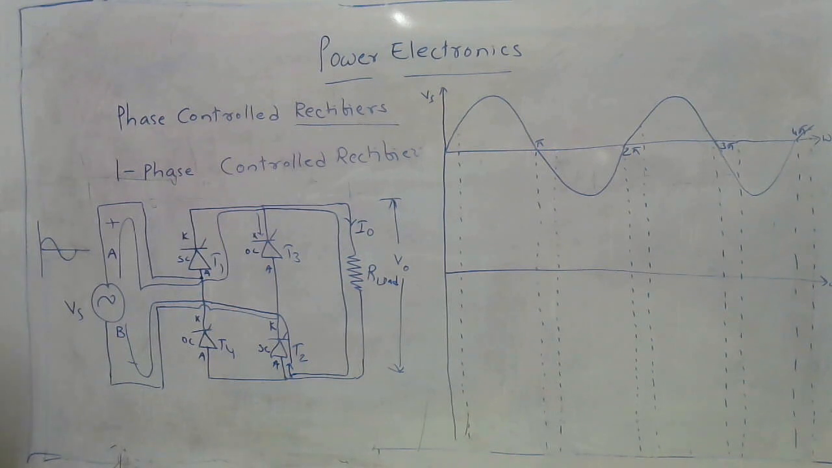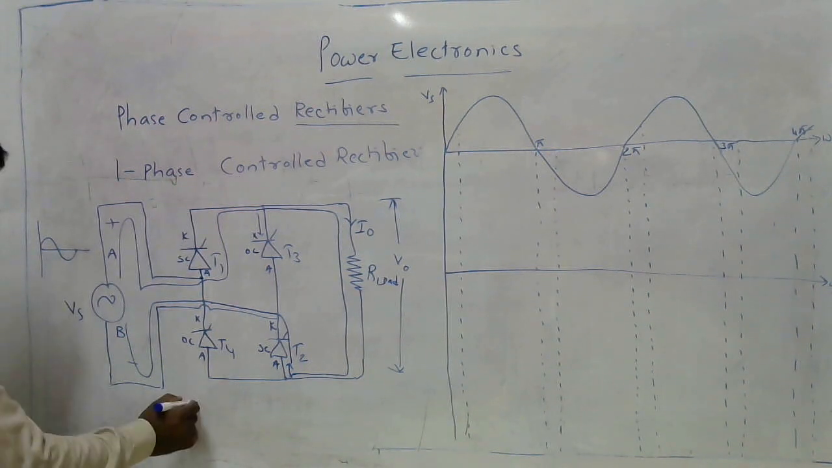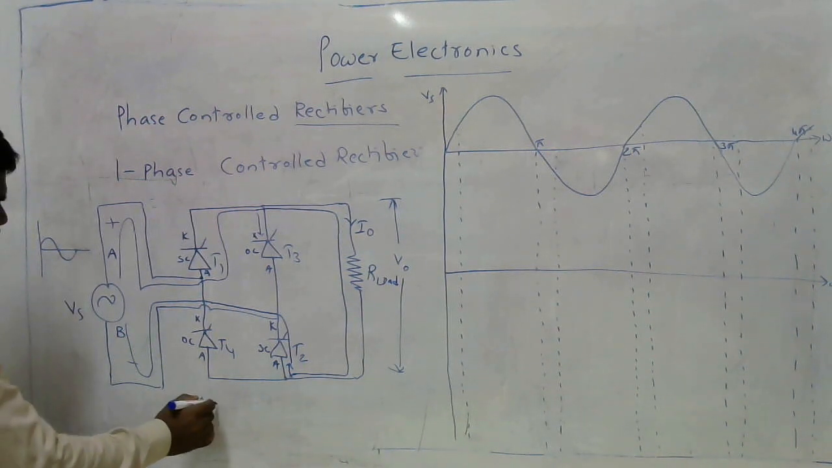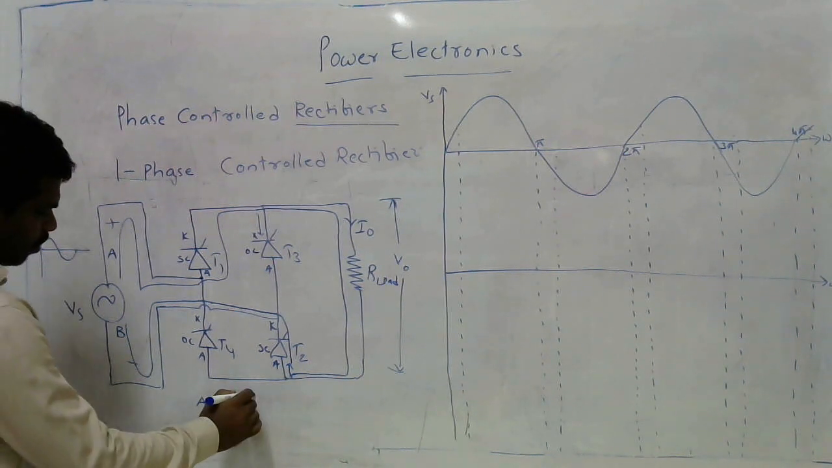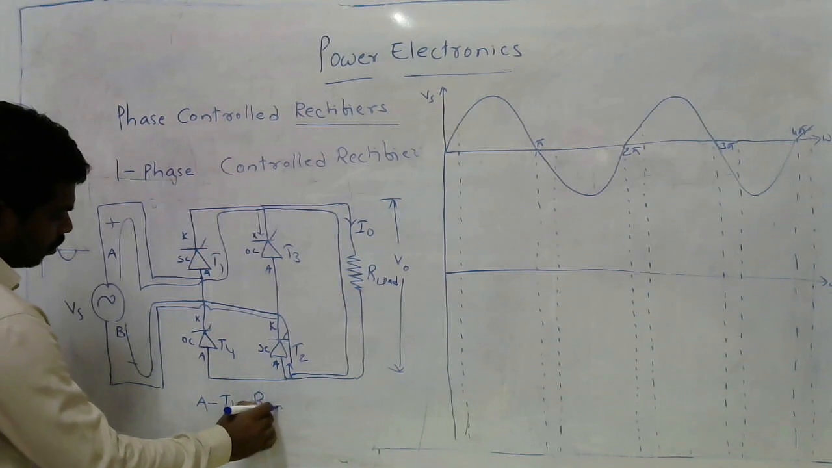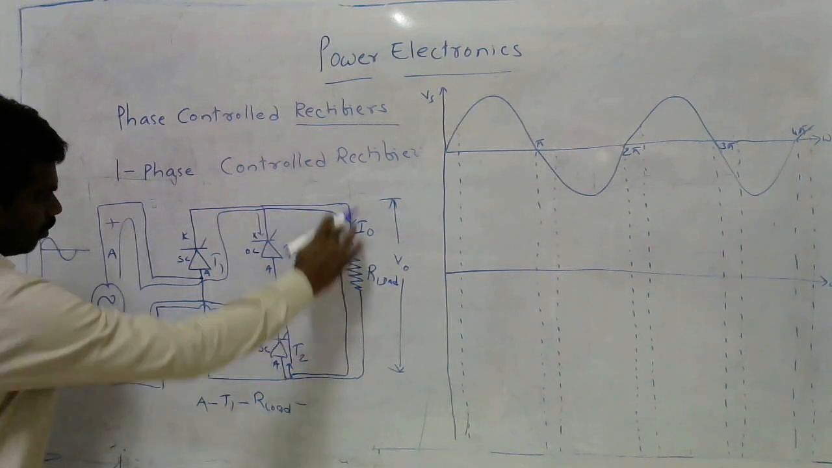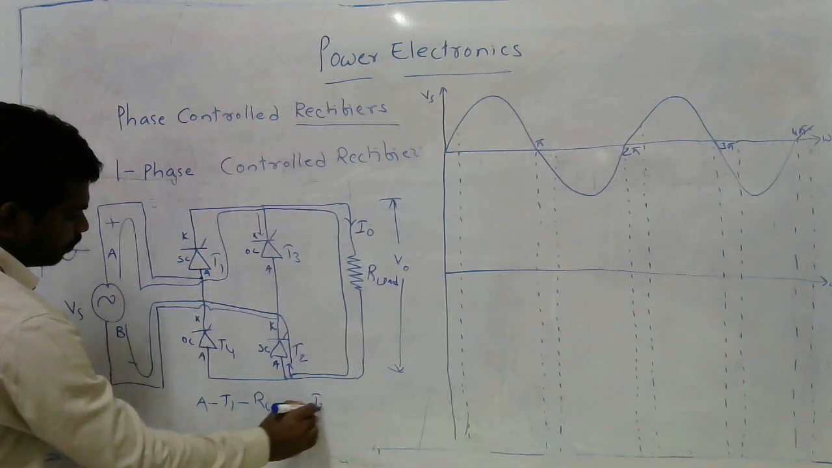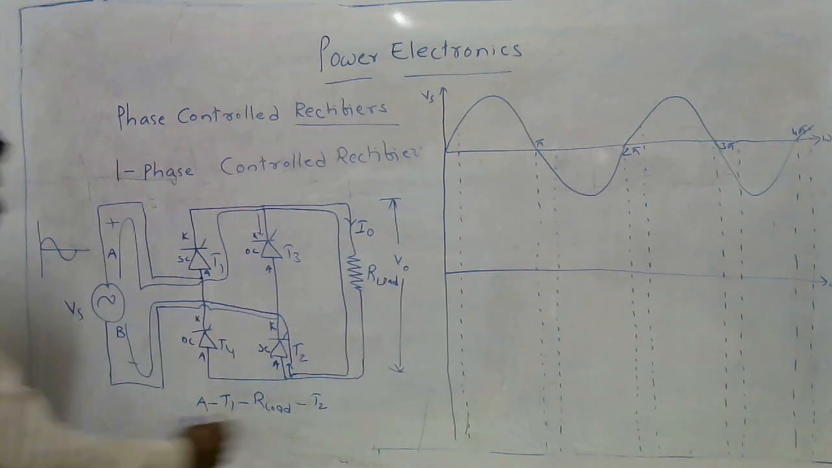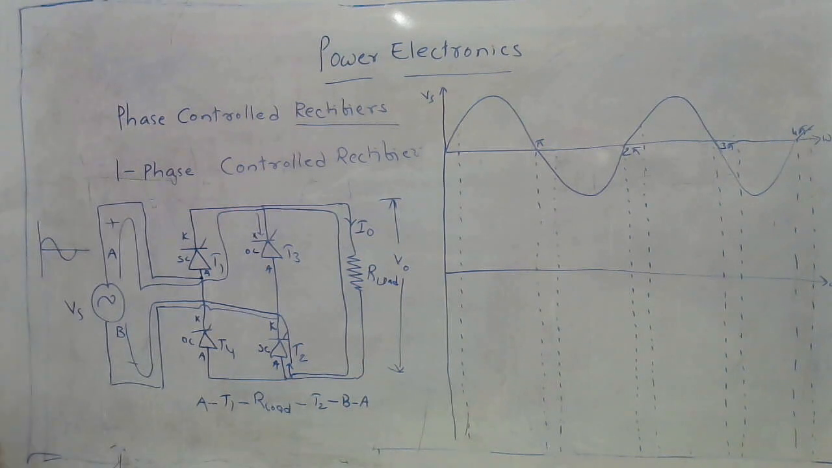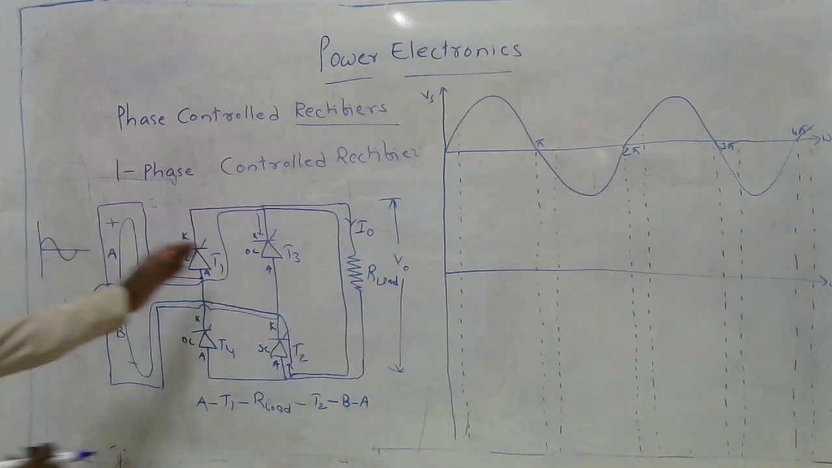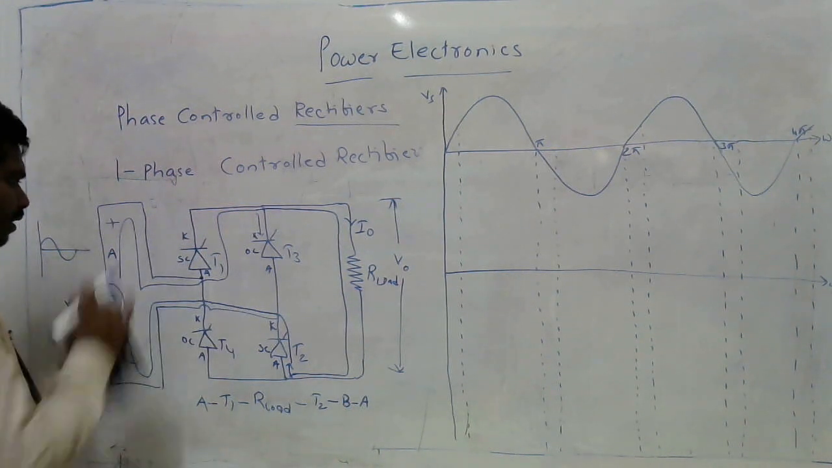So what is the current path during this? A to T1, T1 to R load, this is R load, then T2 and back to B to A. This is the closed path for the current flow through the load, source, T1 and T2. Okay, this is the thing going on.